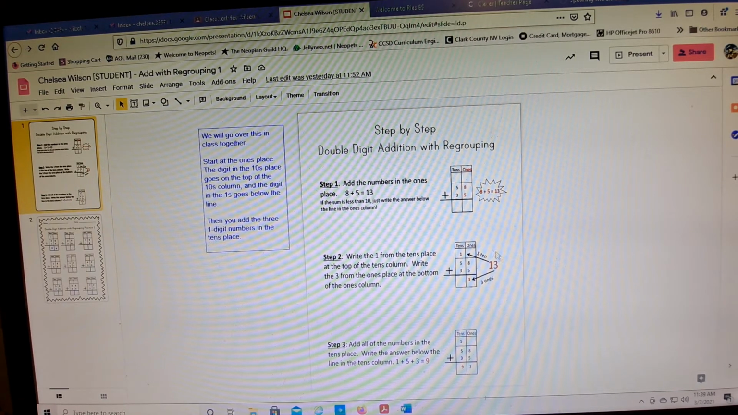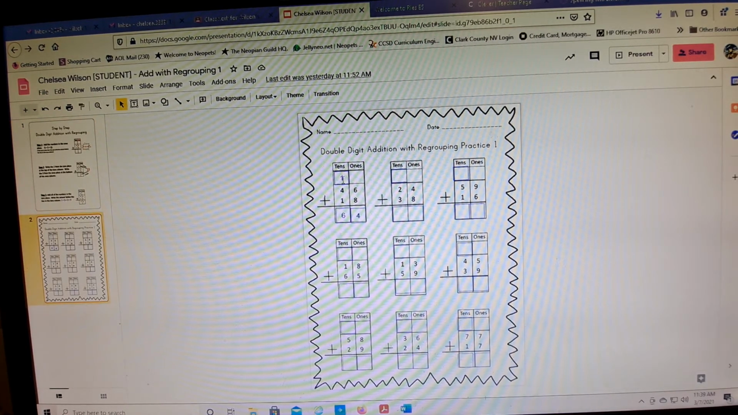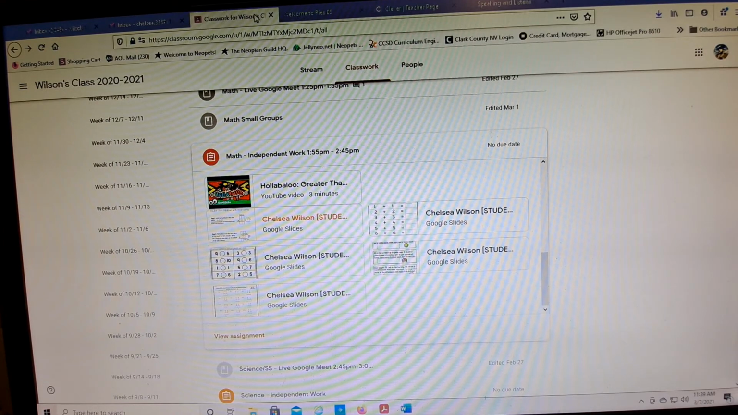So we're going to do some practice again, and I did the first one here for you. We've got boxes here. Work on the ones place, carry the one, and then add the 3 one-digit numbers in the tens place. And that's why we practiced adding 3 one-digit numbers as much as we did. So that should help with them with this adding with regrouping.